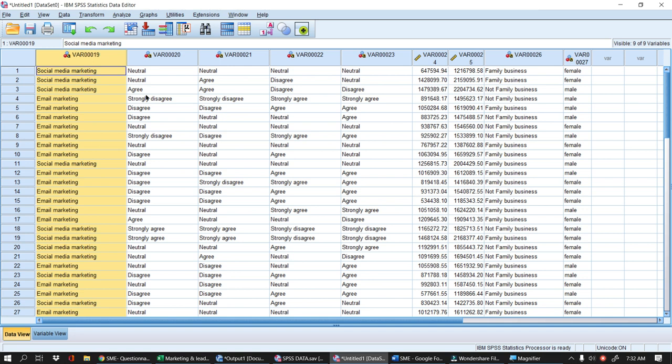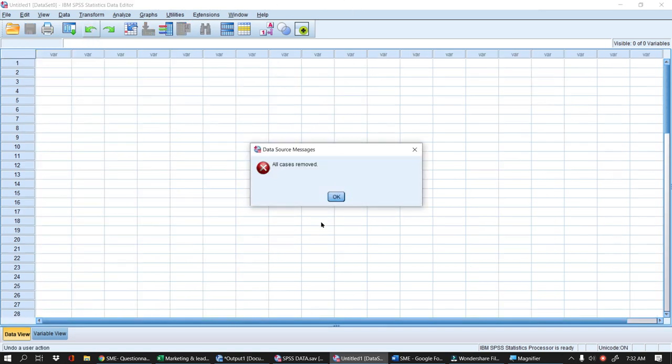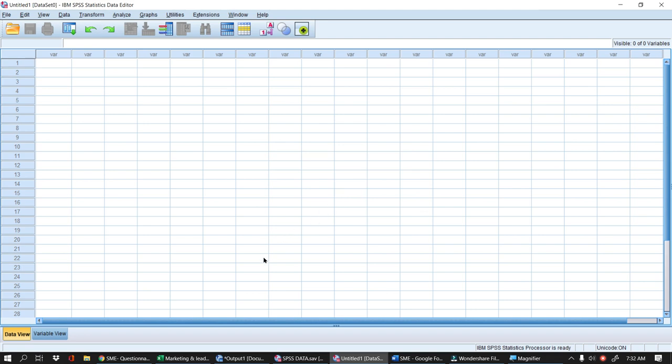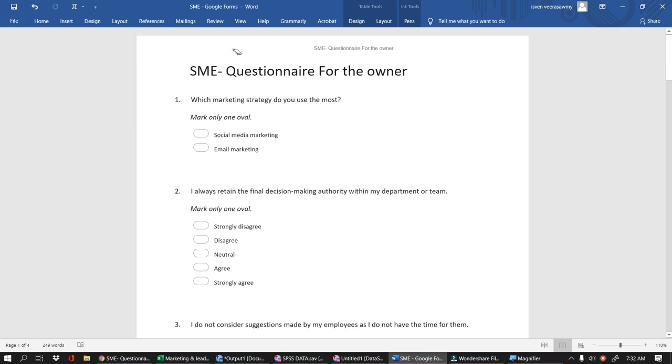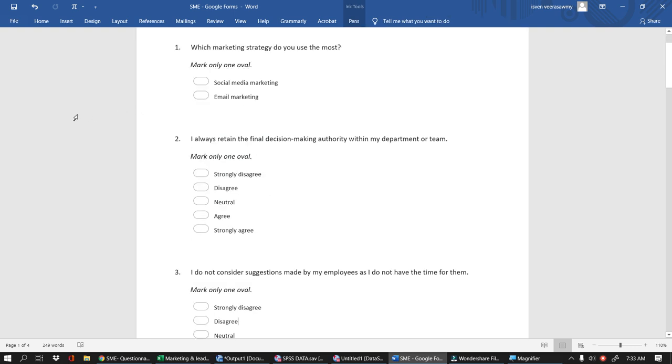So here it's clear that you are not going to be able to analyze your data because of this small letter A over here. So I can remove this dataset. The first step when doing coding is to open your questionnaire or any file that is related to your questionnaire. And you will have to assign numbers to each category because SPSS will analyze only numbers, not words or alphabets.